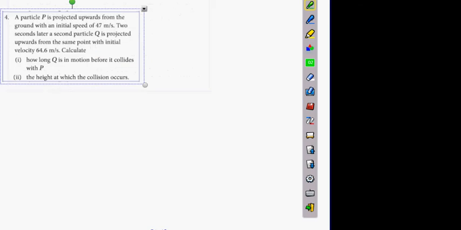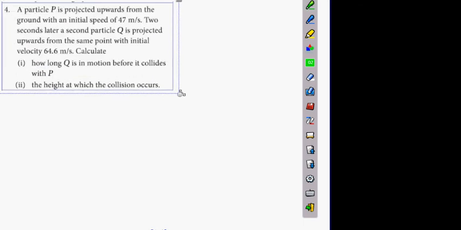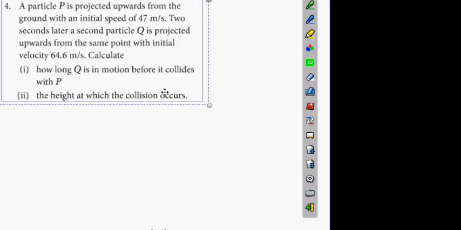A particle P is projected upwards from the ground with an initial speed of 47 meters per second. 2 seconds later, a particle Q is projected upwards from the same point with initial velocity 64.6. Calculate how long Q is in motion before it collides with P.